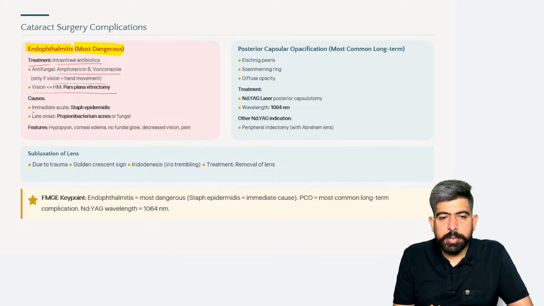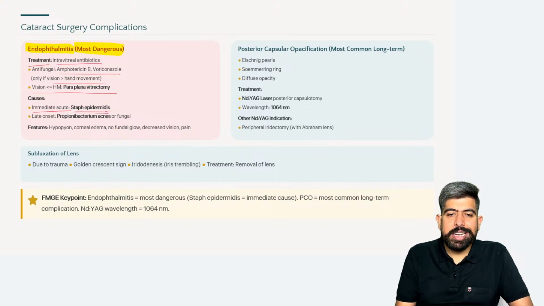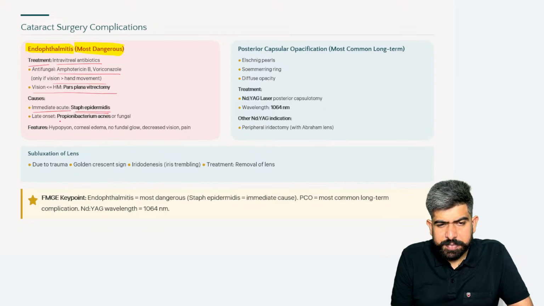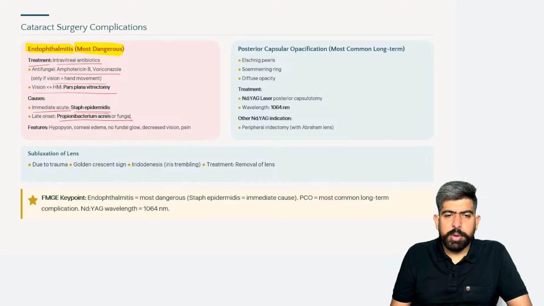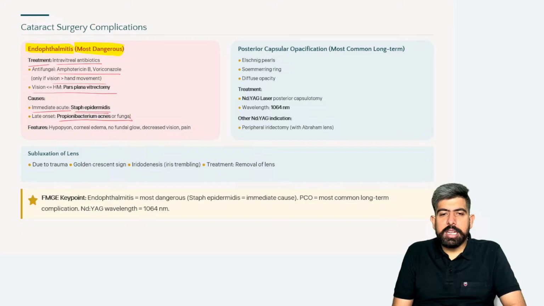What are the causes? Please remember, the immediate cause is Staph epidermidis, and the late onset cause is Propionibacterium acnes or fungus. These can also cause endophthalmitis.